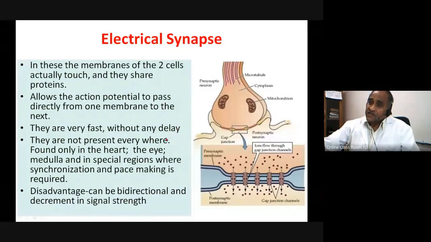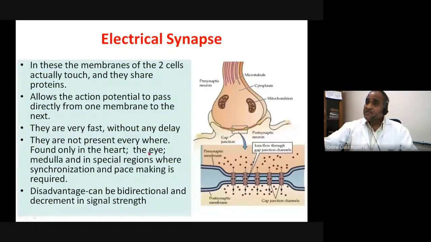Where are they present? If you are asking this question, are they present in human beings? Yes, certainly in the heart they are present. The intercalated discs in the heart transfer the electrical signal from one cardiomyocyte to the other one easily. Especially the atria and the ventricles, they beat in a synchronized manner. So because of these electrical synapses.